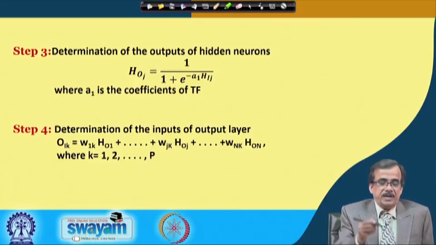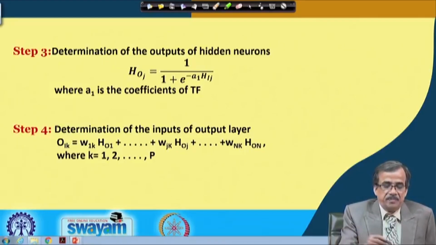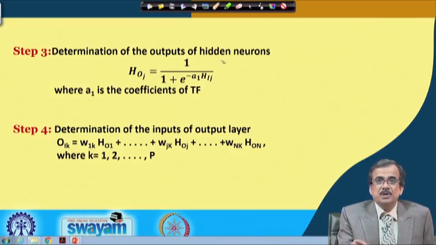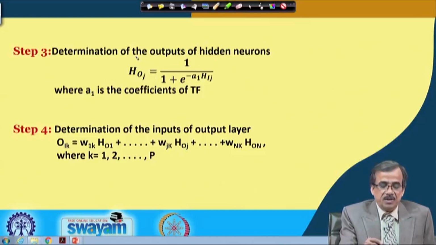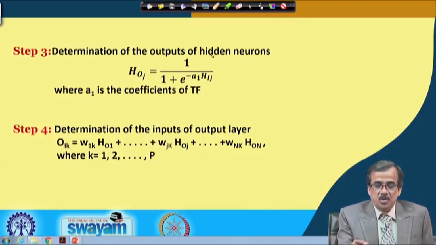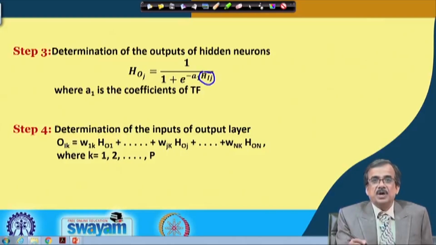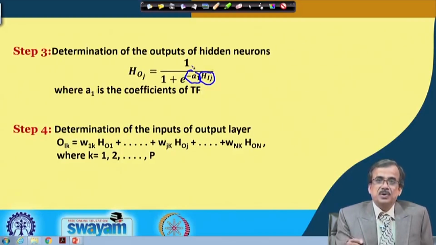Now, let us see how to find out the output. Step 3: the determination of the output of the hidden neuron. H_Oj, the output of the jth neuron lying on the hidden layer, is 1 divided by 1 plus e raised to the power minus a1 H_Ij. Here H_Ij is the input of the jth neuron lying on the hidden layer, and a1 is the coefficient of the transfer function.